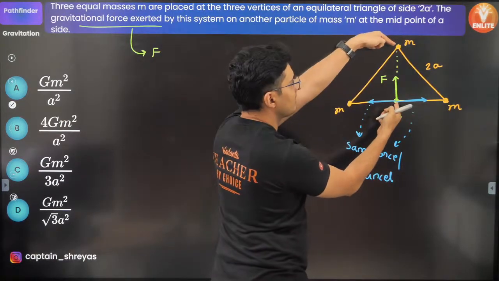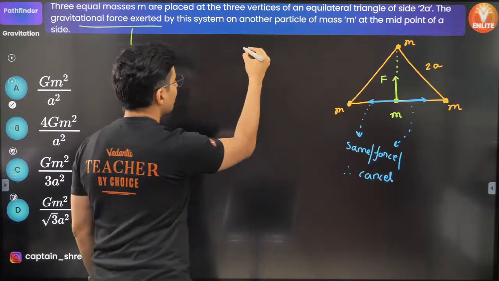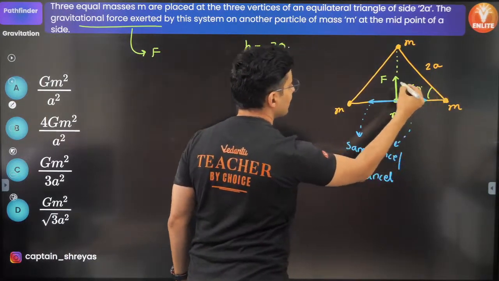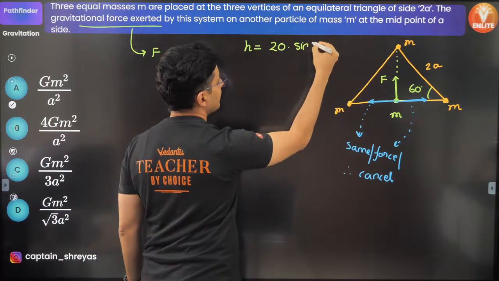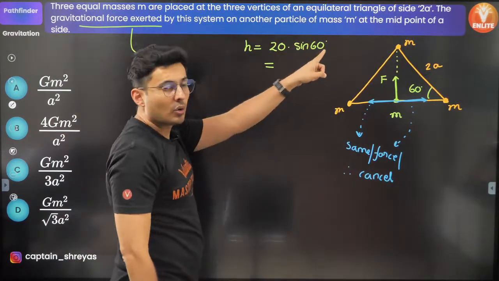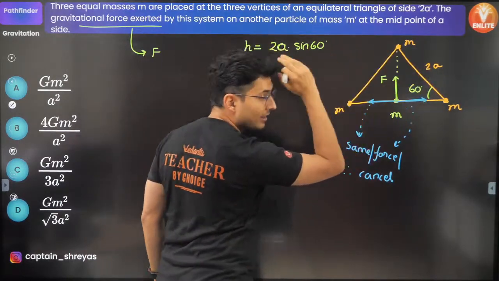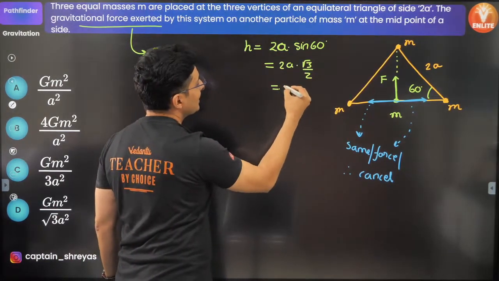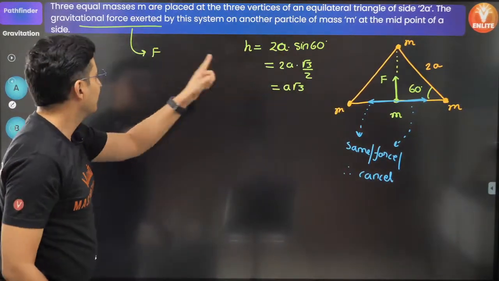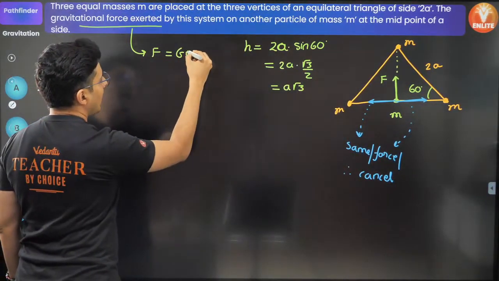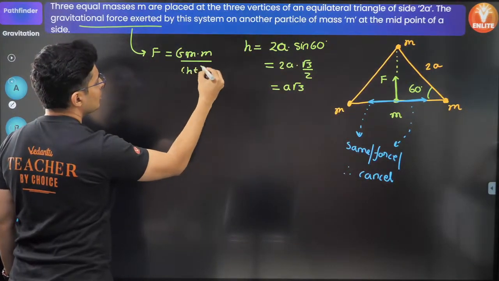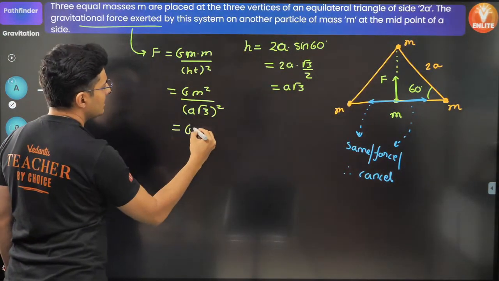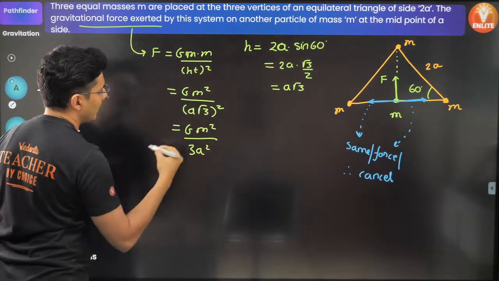For that, I need the distance between these two, so I need the height of the triangle. The height is the hypotenuse, which is 2a, times sine 60 degrees, since it is opposite the 60 degrees. Sorry guys, I read this as 20 by mistake, my bad, it's 2a. So it will be 2a into root 3 by 2, which is a root 3. Now take this value and find F. F will be G m into m by the height squared, so G m squared by a root 3 whole squared, which is G m squared by 3a squared. That's the answer.